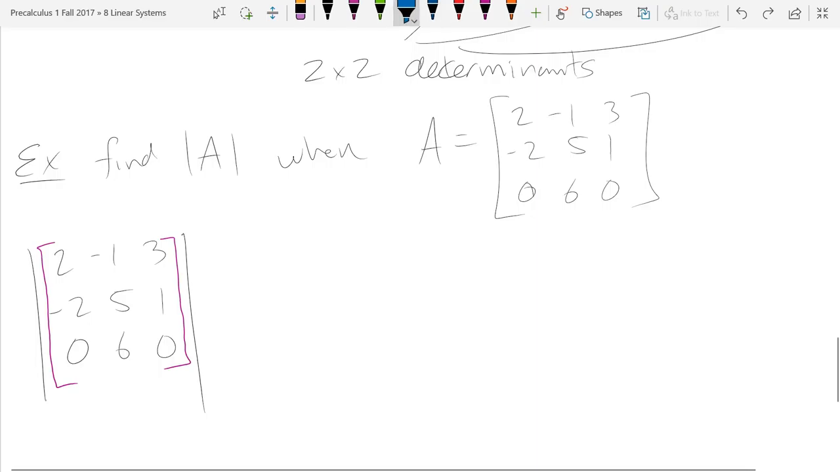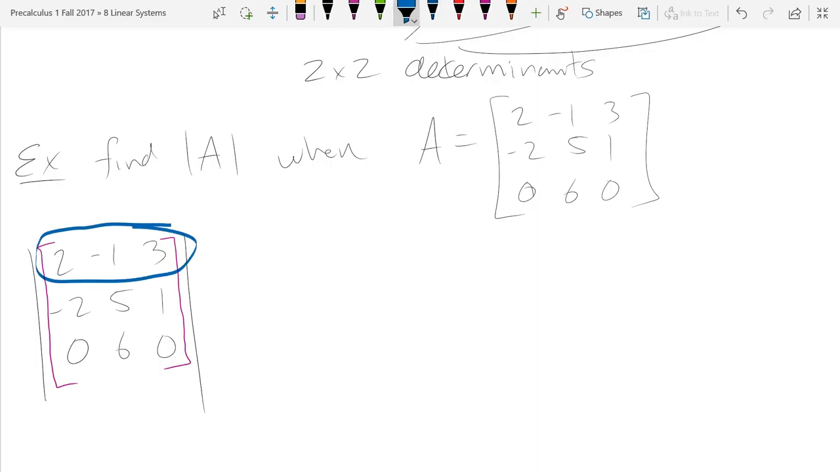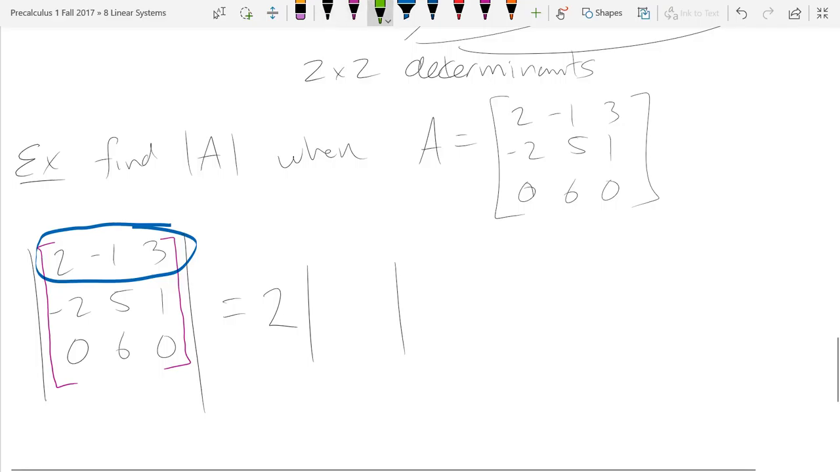All right, expand across the first row. Our first entry is 2, and we're going to multiply by the determinant of the minor with row 1, column 1 removed. So the minor is going to be that square matrix 5, 1, 6, 0. That was just position 1, 1, the upper left corner.